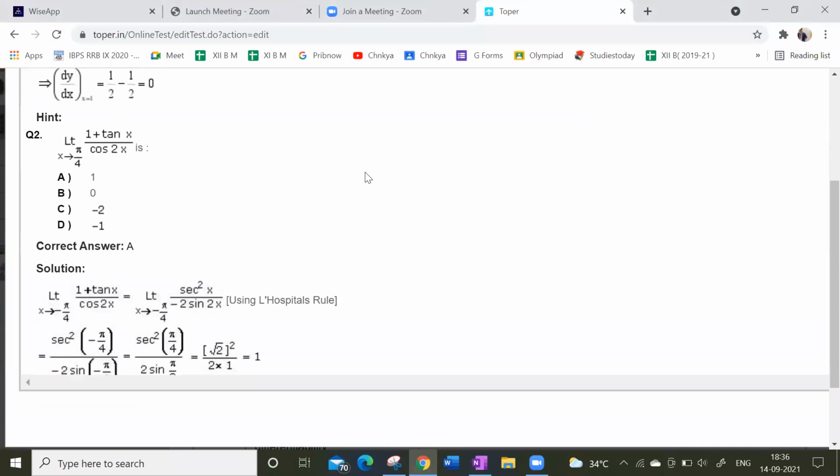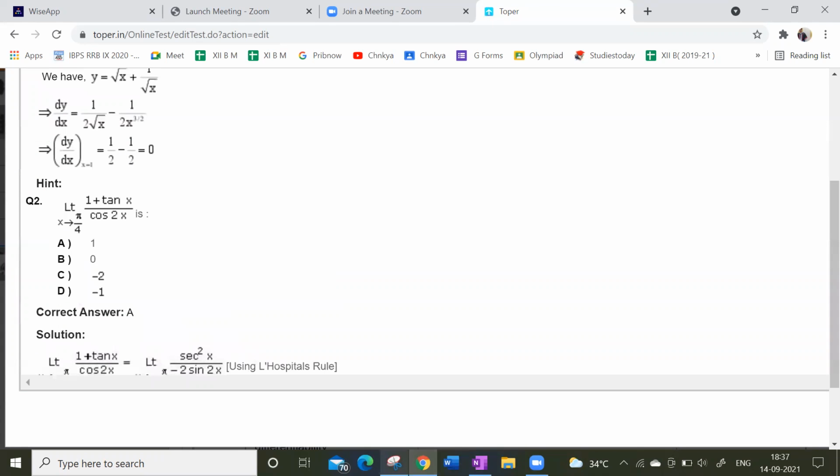Yes, next question. By using L'Hospital rule, we can solve this question. How many have solved this question? Limit x tends to pi by 4, (1 plus tan x) divided by cos 2x. How can you solve this question? Tell me. By using L'Hospital rule. How many have solved? Did you solve or not?